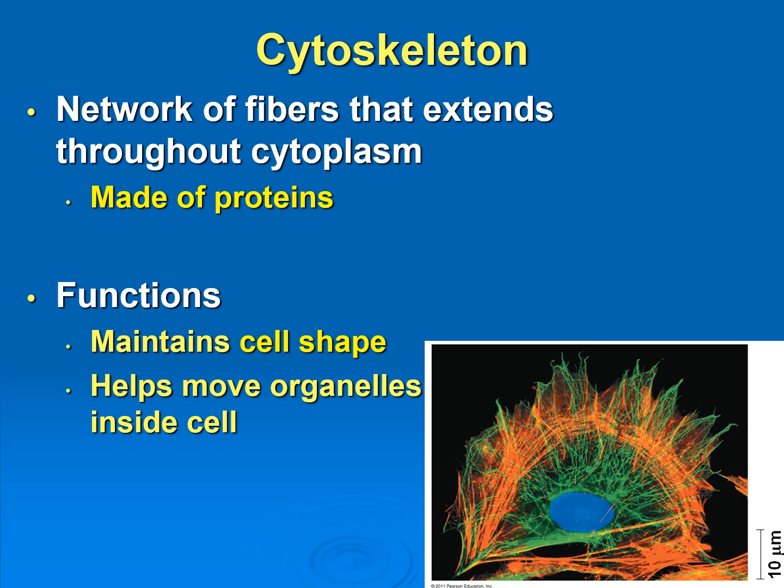So let's take a look at the cytoskeleton that we find inside cells. This is just a network of fibers that extends throughout the cytoplasm, and the cytoskeleton is made out of proteins. In this picture on the bottom right, they've stained the cytoskeleton proteins with some different fluorescent dyes, and you can see the nucleus here in blue in the middle. But you can see all the cytoskeleton proteins here in the green and the orange colors.